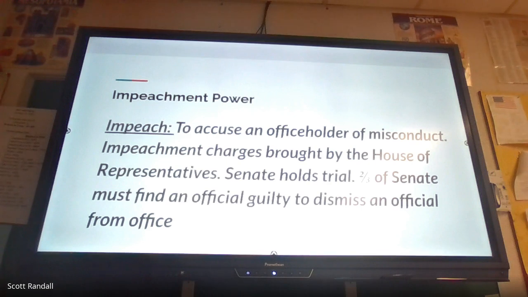Probably the one that came the closest without being impeached was Richard Nixon during the whole Watergate scandal. He resigned before he was even impeached. All right, so from the evidence, he probably would have been found guilty. So this is probably the most famous power that Congress has, and it's like we're talking about checks and balances. It's a check on the other branches, if you will.